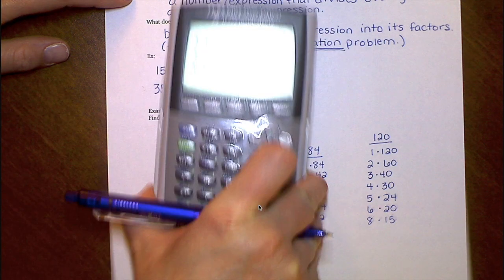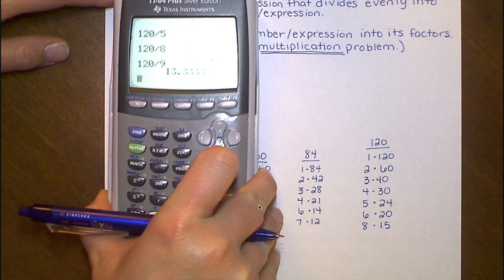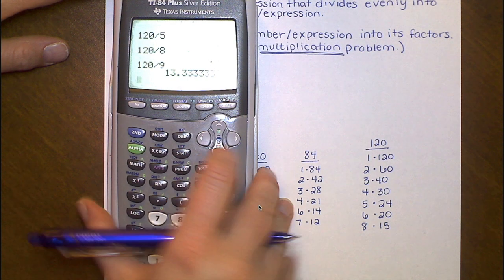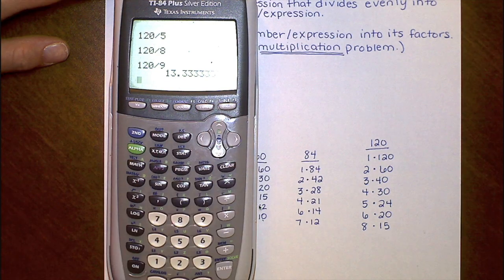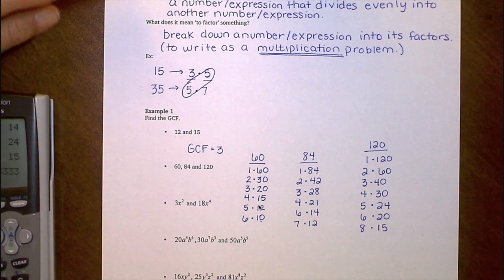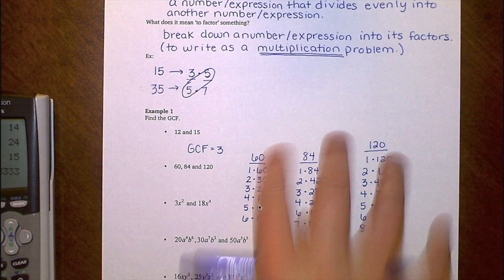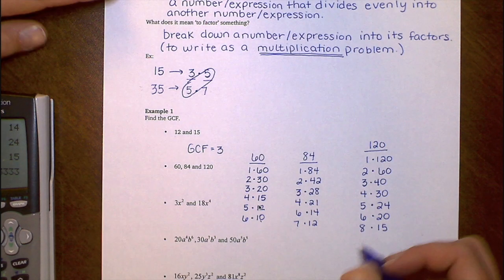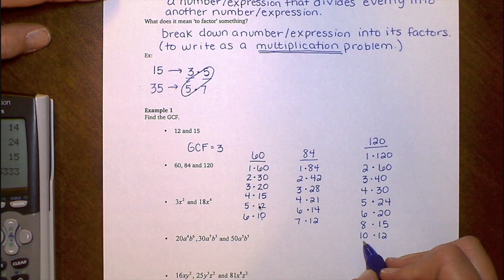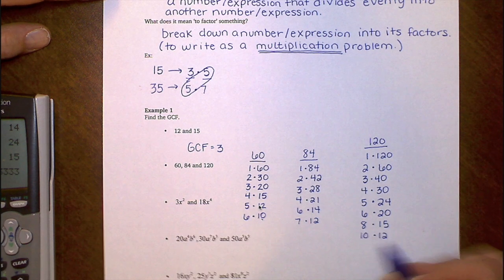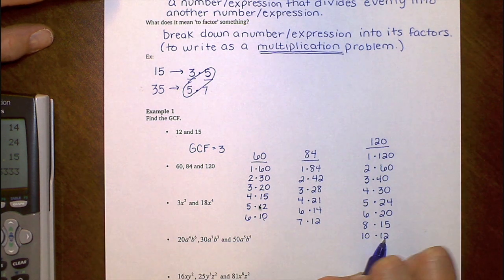So the reason I knew 9 didn't work is I checked it over here and I did 120 divided by 9 and I got 13.3 repeating. That decimal means it didn't divide in there evenly. So it's not a factor. Factors always have to divide in evenly. You never want to see decimals in these lists. I know 10 and 12 will work. And then I would go to 11. 11 does not go into 120. And the next one on my list is 12.